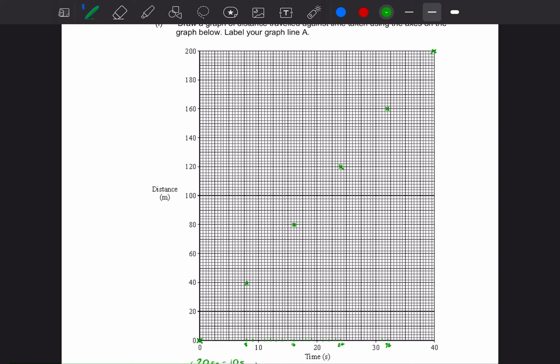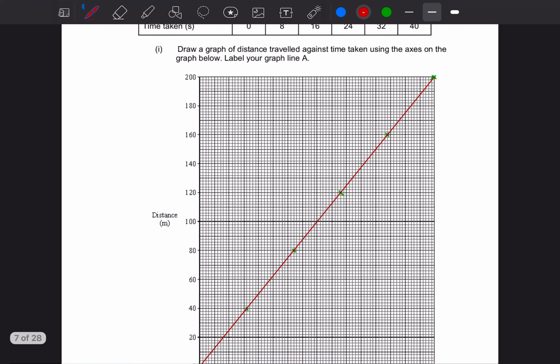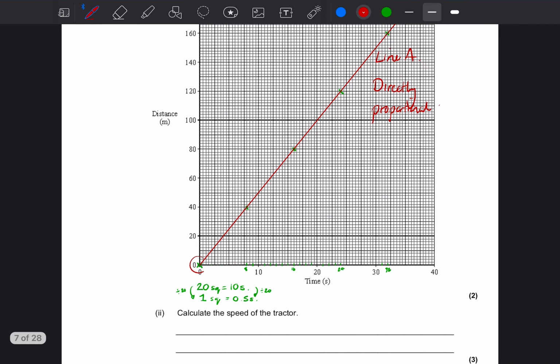And let's have a look. This looks like it's a directly proportional line, but I'll use a different colour. Oh dear, keep dropping my iPad. Let's line this up. You can see that perfectly straight line goes through every single point. So that is our line, and we have to label it line A. So let's do that. You don't need to write this on, but this is directly proportional because it is a straight line, linear relationship that goes through the origin.